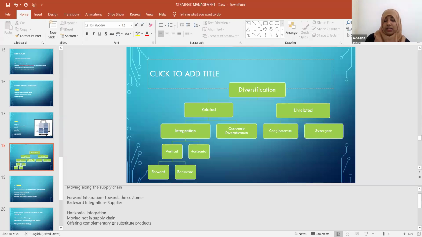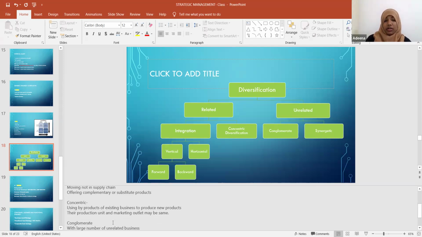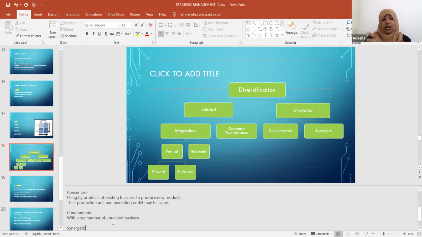And now let's see the unrelated diversification growth. Unrelated growth is either concentric growth, conglomerate growth, or synergic growth. Conglomerate growth is when the business grows with a large number of unrelated products. For example, we take the case of the Kingfisher brand. They were into soft drinks, hot drinks, and they moved into the airline field. Then they moved into IPL. This is like conglomerate diversification.